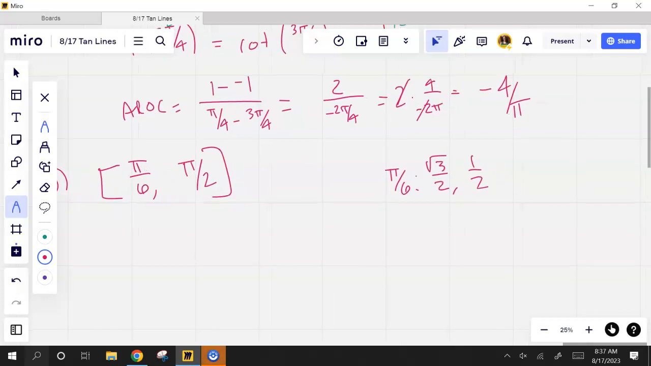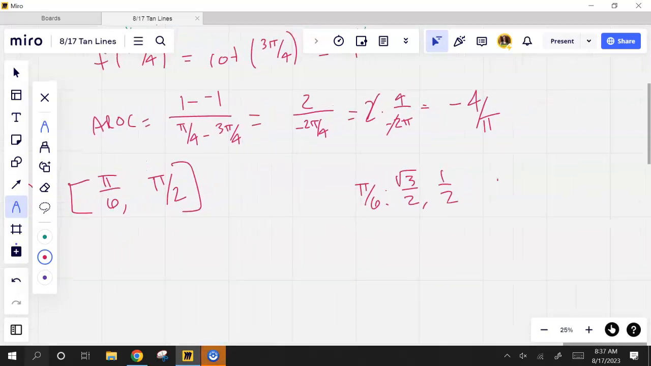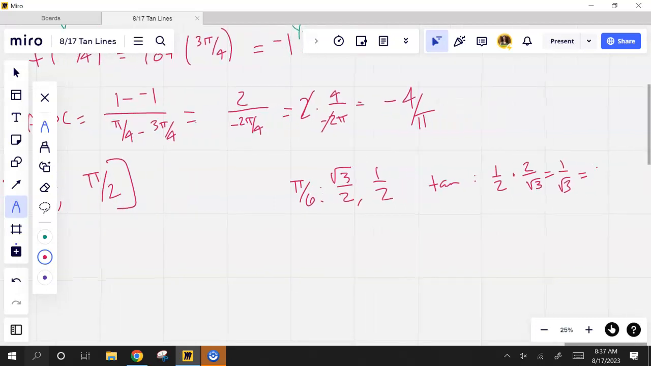What's the tangent value then at pi over 6? Because we do sine divided by cosine, so 1/2 divided by that, which is times the reciprocal. Right? Which means that cotangent is the flip of that, which is just the square root of 3.